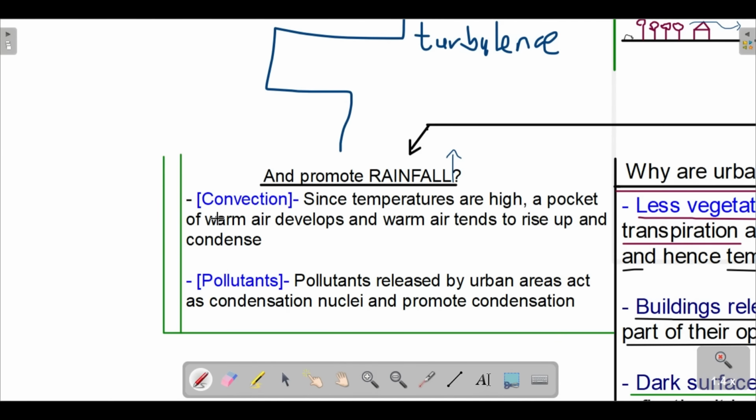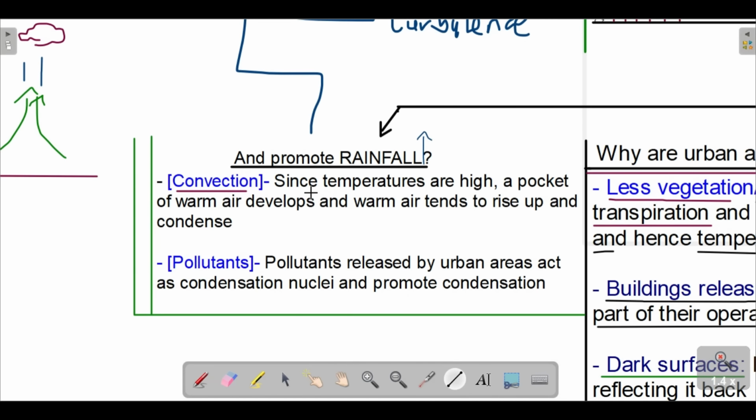Okay, so with that, we call that convection. This is when the air is warm, it tends to rise up, right? Because it is light. It rises up, cools down in the upper atmosphere, and condenses into clouds. So this is what we call convection, the rising up of warm air. Because temperatures are high, a pocket of warm air develops, and warm air tends to rise up and condense, and therefore rainfall will result. So convection is one point that contributes to the formation of rainfall in urban areas.